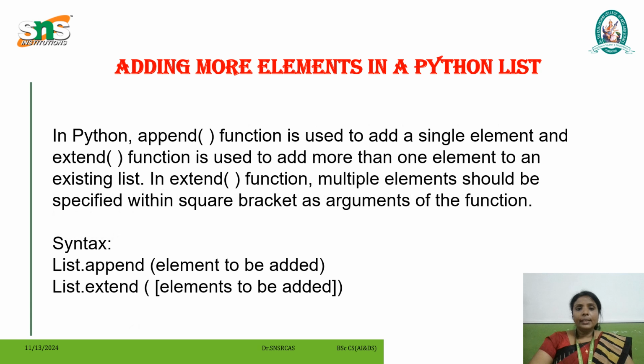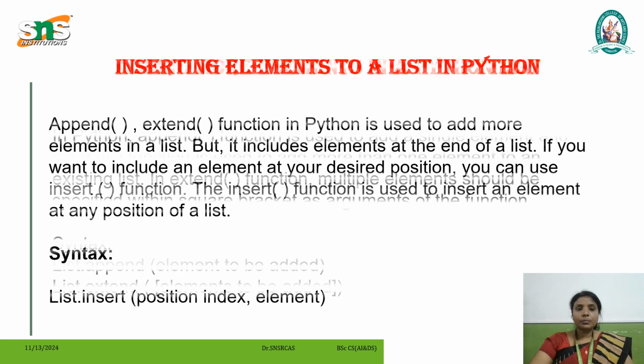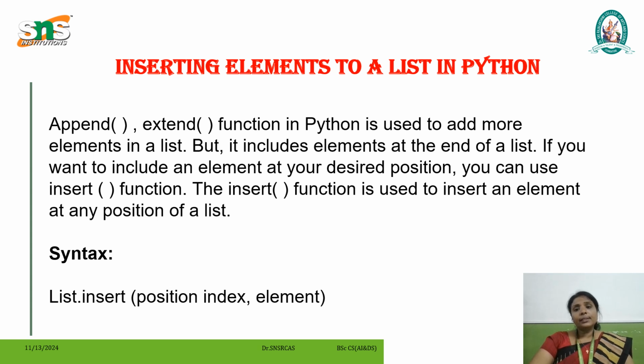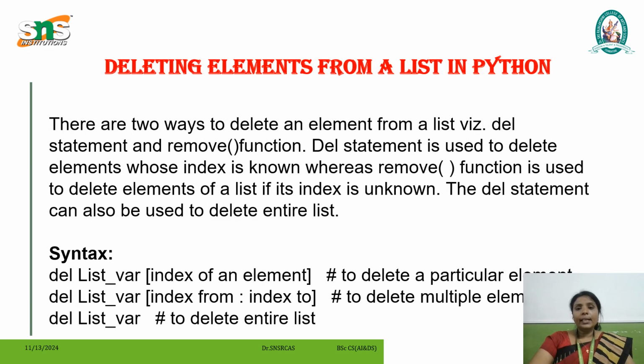Then adding more elements in a Python list. Here we are using the append function and the extend function. Both functions are used to add more elements in a Python list. Inserting an element: to insert an element in the list, we use the append function, extend function and insert function. The insert function is used to insert an element at any position of a list. Deleting an element, here we use the remove function. The remove function is used to delete an element of a list if its index is unknown. The delete statement can also be used to delete the entire list.